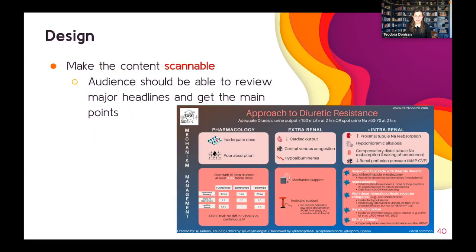Make the content scannable. Audience should be able to review major headlines and to get the main points. This infographic by Gerline makes diuretic resistance easy to understand because the information is clearly presented and organized. You can go over the pharmacology and physiopathology easily.